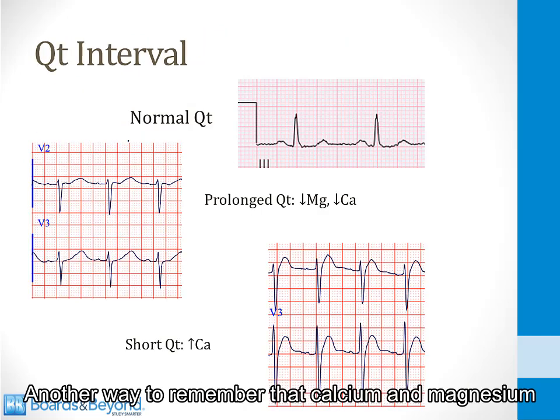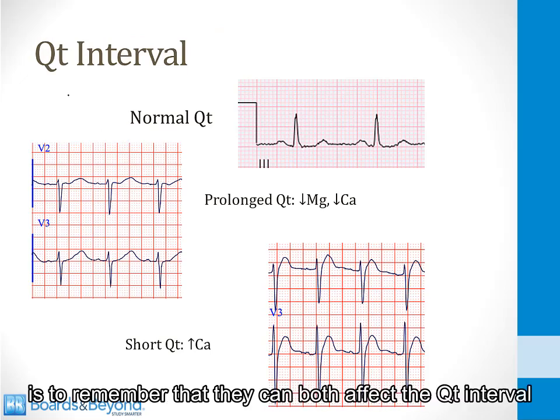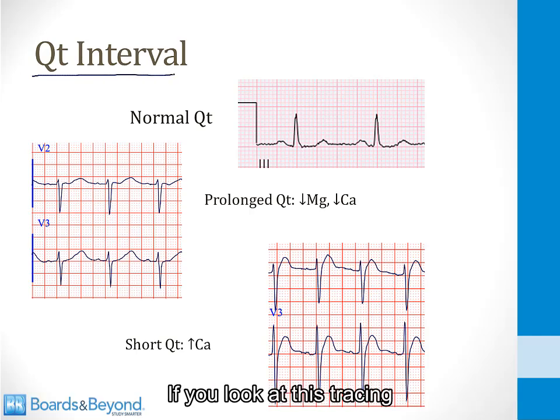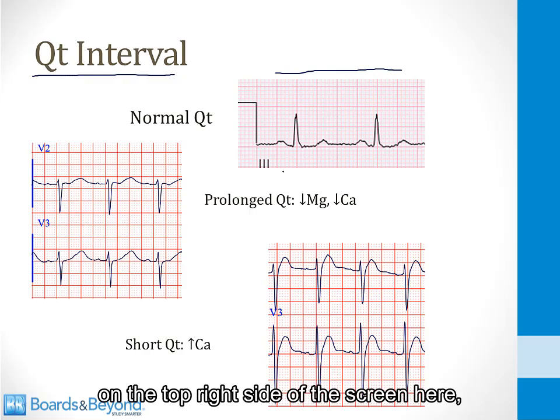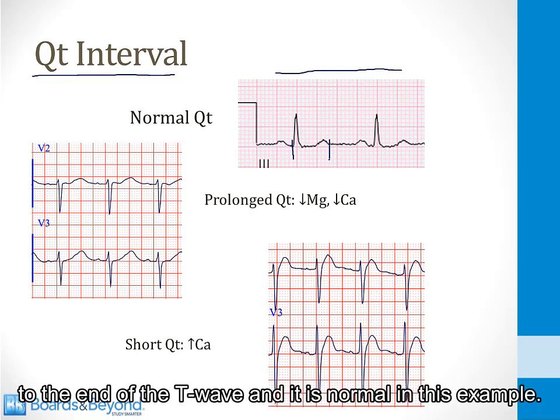Another way to remember that calcium and magnesium can have similar effects on the parathyroid gland is to remember that they can both affect the QT interval on the surface EKG. If you look at this tracing on the top right side of the screen here, the QT interval is the interval from the beginning of the QRS complex to the end of the T wave, and it is normal in this example.